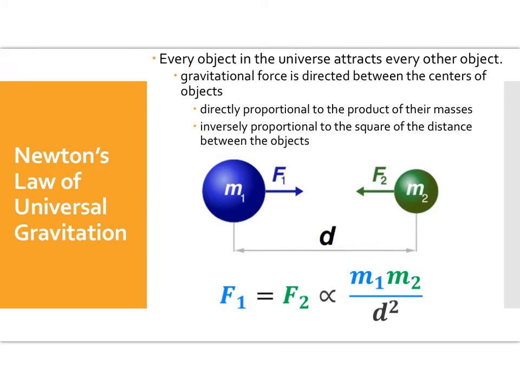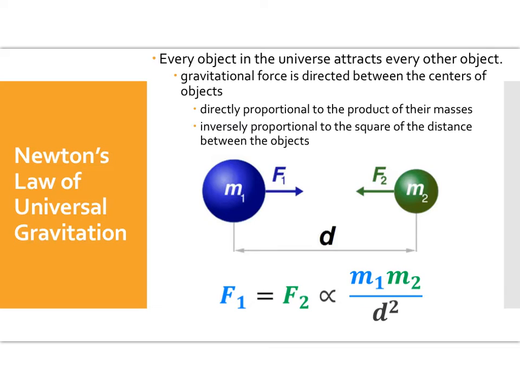So Newton's law of universal gravitation basically says that every object in the universe attracts every other object. And the force between those objects is directed between the centers of the objects. So when we measure the distance between them, see we've got it here marked with a D, notice that it's measuring from the center of each of these objects here.